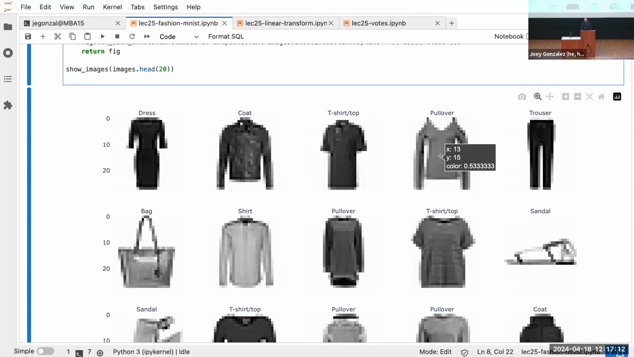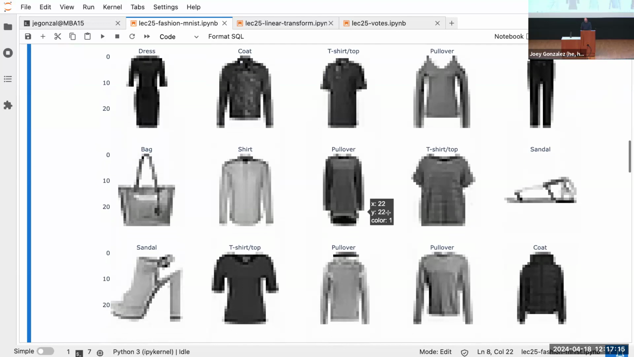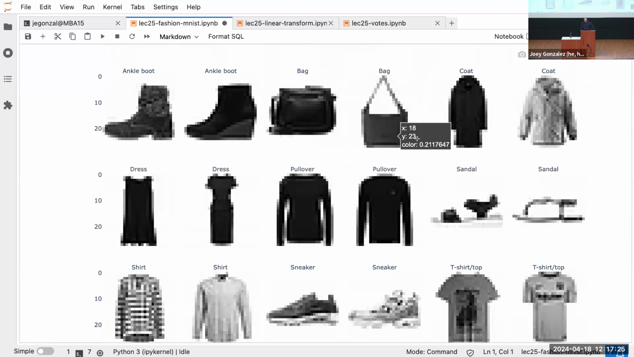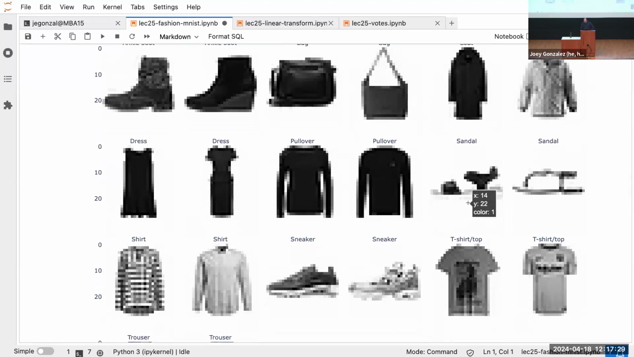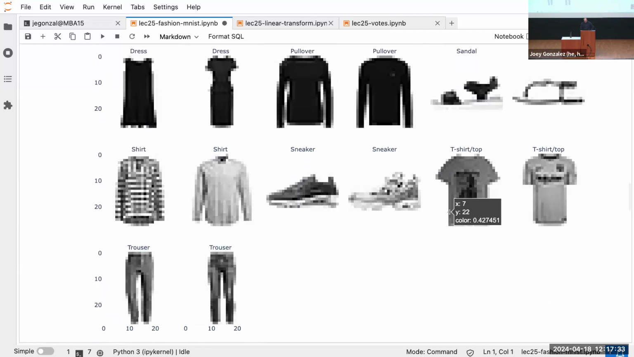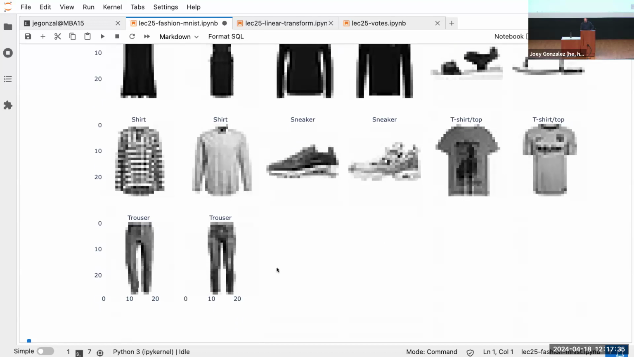This is a pullover. These are trousers. You've got bag, shirt. This is a sample. I think I have all the classes here, so let's just look at all of them. We have ankle boots, which I guess are just different than a boot. So we have ankle boots, bags, coats, dresses, pullovers, sandals, shirts, sneakers, t-shirts and tops, and trousers. Those are the kinds of images I have.